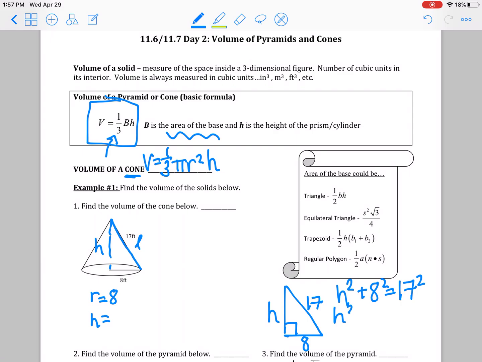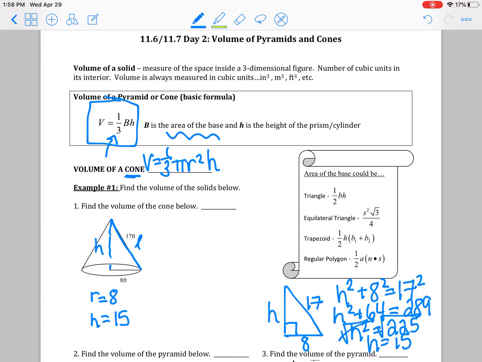I know 8 squared is 64, and I know 17 squared is 289. Now we subtract that 64 from both sides, and you get h squared is equal to 225. Last step, square root both sides to get rid of that square, and you get h is equal to 15. So our height here is 15.